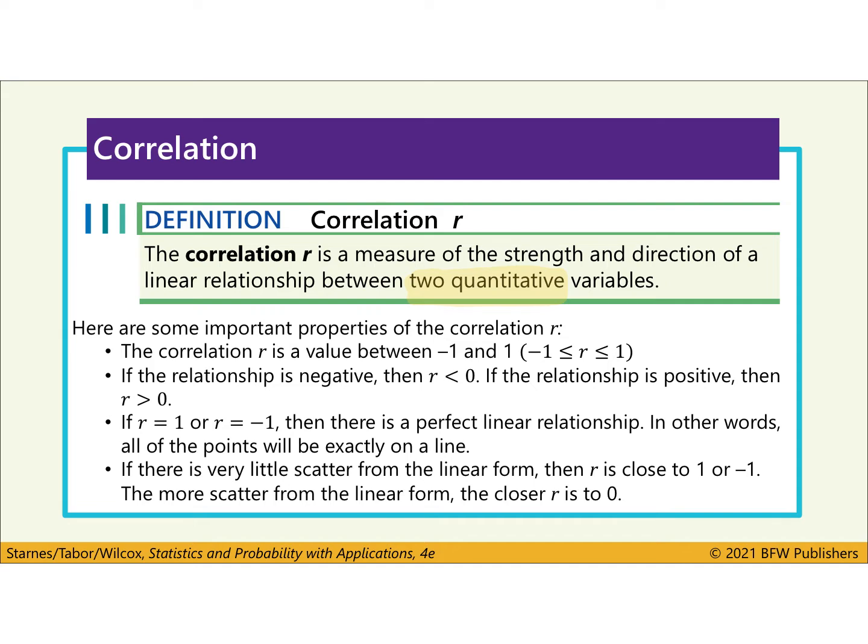And if there's very little scatter from the linear form, then R is close to -1 or +1. So if it's not a perfect line, but it's scattered a little bit, it's really close to 1 or -1. The more scattered it is, the closer R is to 0.